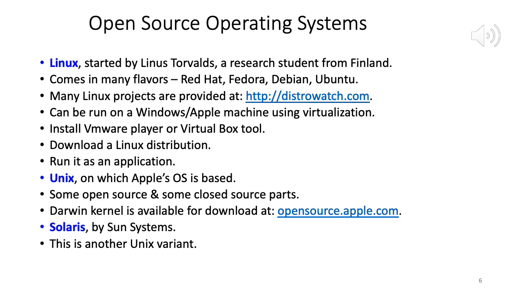This is the one on which Apple's OS is based. So initially we had Unix, and then it branched to Linux, and then Unix was of course still there, which Apple used. Okay. So here, some parts are open source and some are closed source. The open source, as we said, Darwin kernel is available as open source, and if you want to look at it, you can visit the website opensource.apple.com.